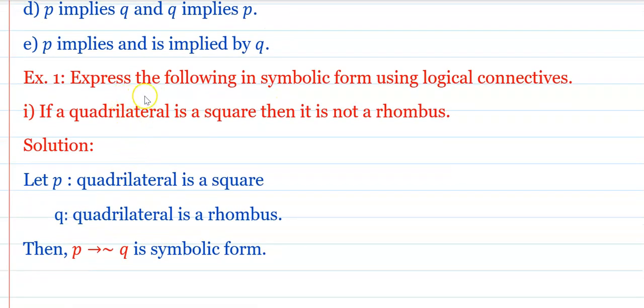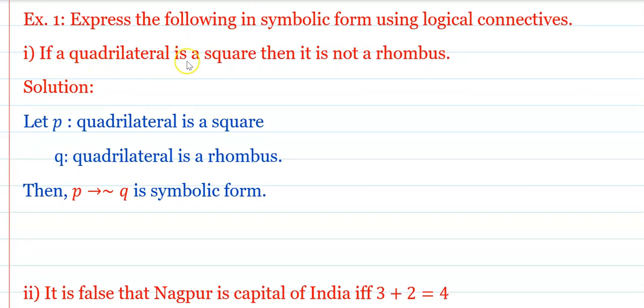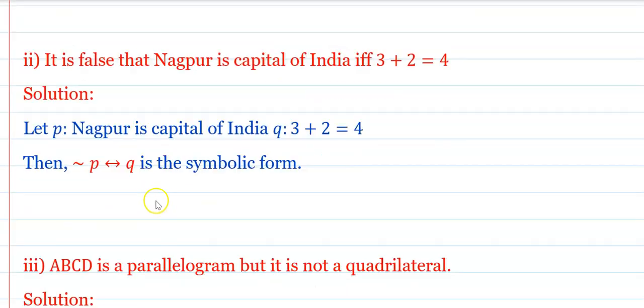Next question. Express the following in symbolic form using logical connectives. First is, if a quadrilateral is a square, then it is not a rhombus. Okay. Now P is a quadrilateral is a square. Next Q is quadrilateral is a rhombus. Now the symbolic form is P implies negation of Q. Because they have given not rhombus. Therefore we will write here negation of Q. P implies negation of Q is the symbolic form.